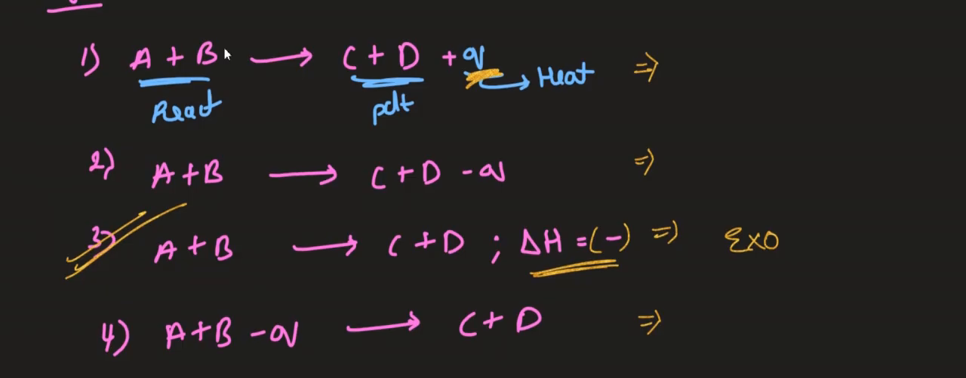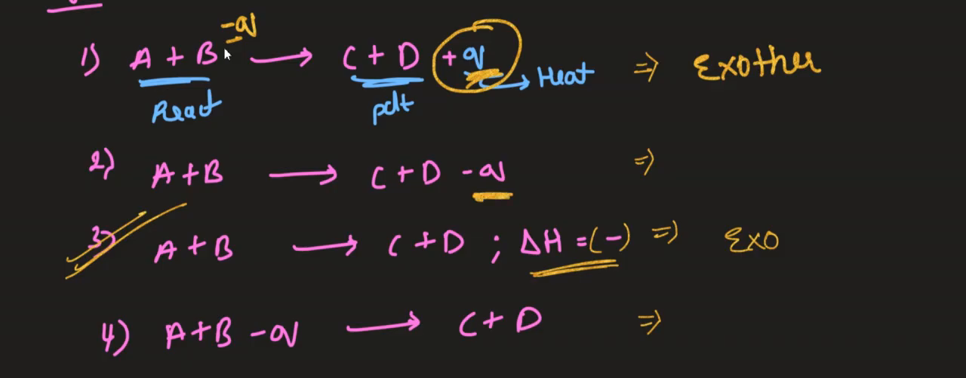So how to identify? Just send the heat towards the left side. So here you have plus Q. If I send it to the left side, what will you get? Minus Q. And we know that minus indicates what? Exothermic. So that means the given reaction belongs to what? Exothermic reaction.